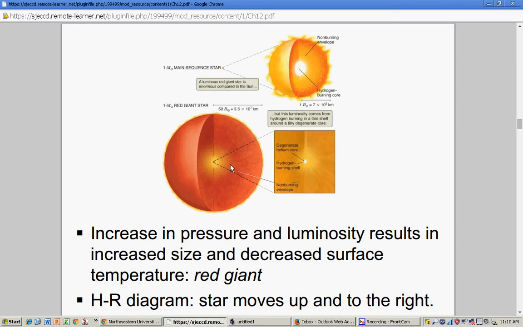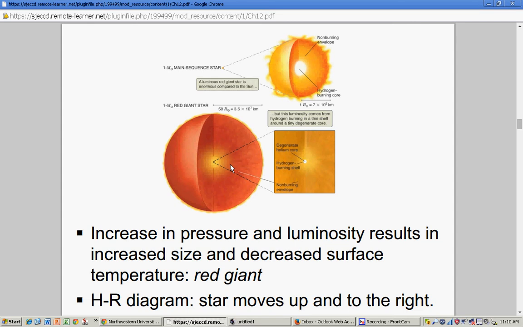So the star, a funny thing happened. It's counterintuitive. For once, the core contracts and heats up, and these fusion reactions that go on in the shell are sufficient to expand the star, to expand the outer layers. And when this happens, the separation between molecules and atoms in the stellar atmosphere, the outer layers, increases. So less collision, the star gets cooler.